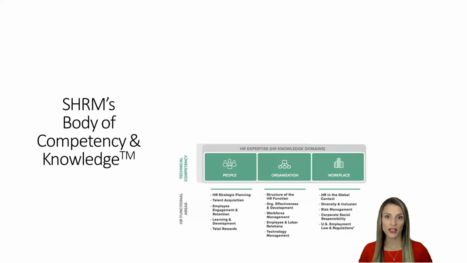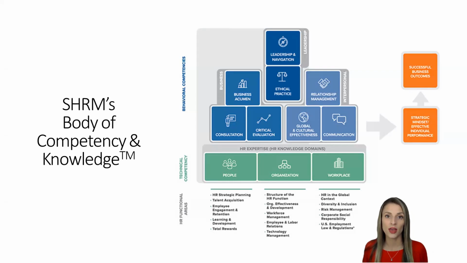The model also identifies the HR functional activities that are related to each of the 3 knowledge domains. For example, to develop HR expertise about people, we should master talent acquisition and strategic planning. To develop expertise about the organization, we should become proficient in labor relations and workforce technology management. Add a strategic mindset and effective individual performance, and this model predicts success.